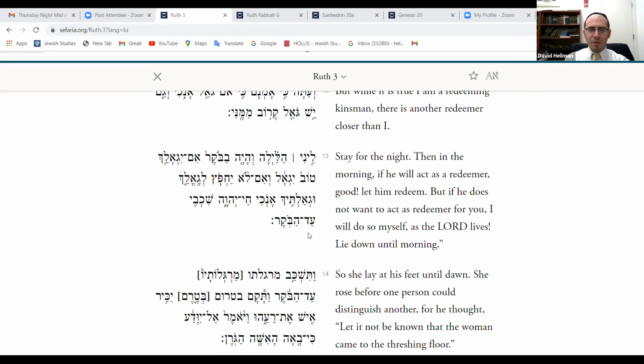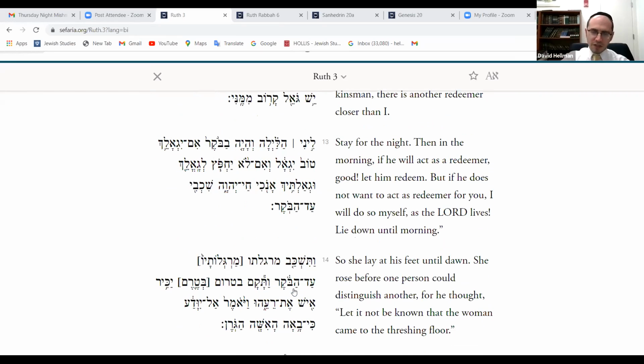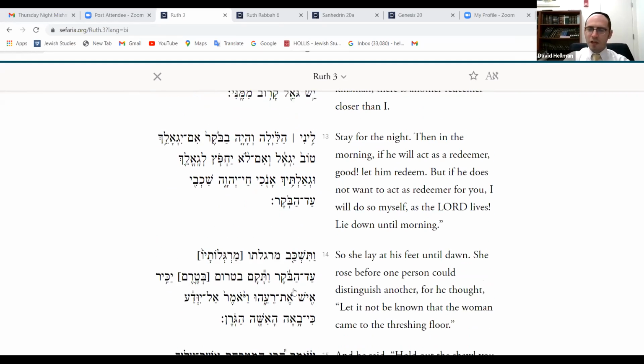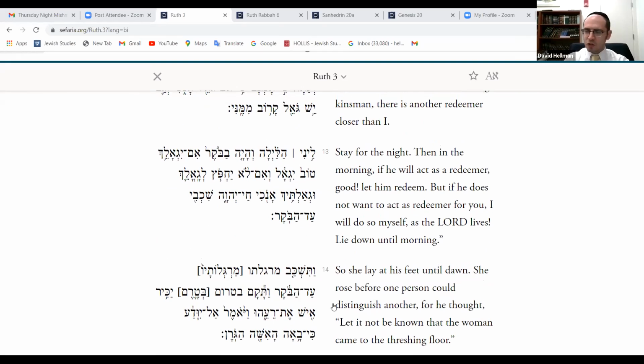And we'll see if he will be willing to marry you. Fine. Chai Hashem, by the life of God, I swear. And if he doesn't, ugal tich, then I will marry you. And she stays there all night, and she gets up in the morning, and just before dawn, she escapes and goes back to Naomi.